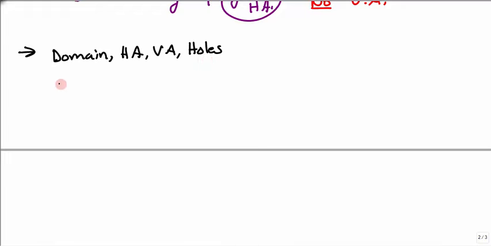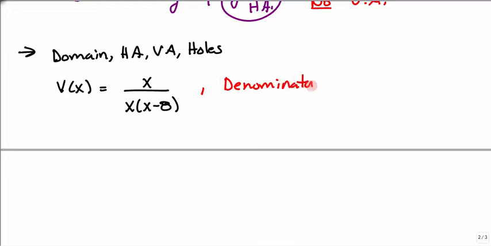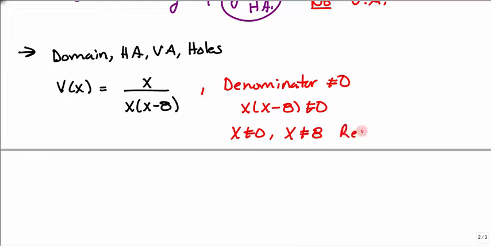Let's call this one b of x. Call it x over the quantity x times x minus 8. So remember, the denominator cannot equal 0. So I have x times the quantity x minus 8 cannot equal 0. So I have x cannot equal 0, and I have x cannot equal 8. Now where I get the 8 from is I take the x minus 8, set it equal to 0, and then add the 8 across. So these are my restrictions. So if I had to talk about the domain, I'd have to say the domain is all real numbers except x cannot equal 0 and x cannot equal 8.